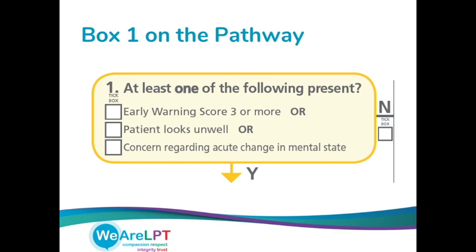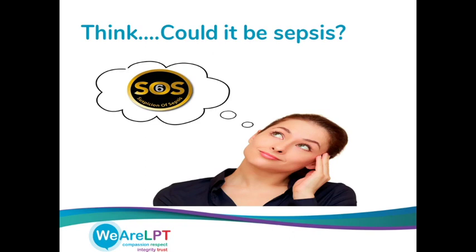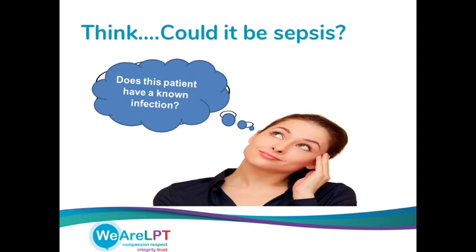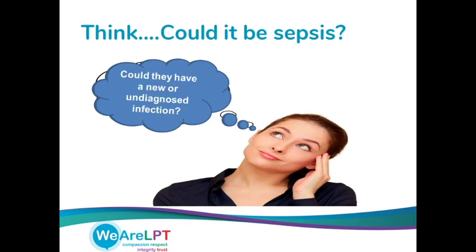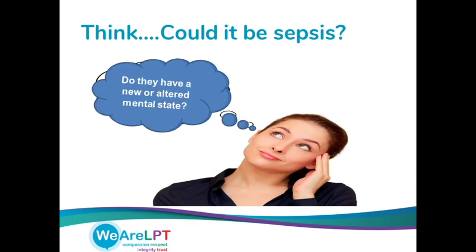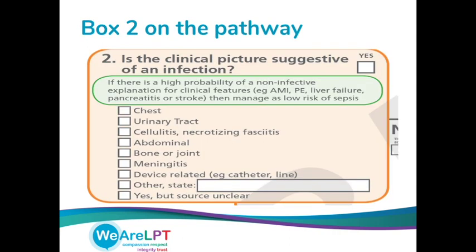It is at this point we are asking you, could this be sepsis? Think. If your patient has a NEWS score of 3 or more at this point, think. Are they already on treatment for an infection, so they already have a known infection? Is that patient responding to the antibiotics? Think. Could you have a new or undiagnosed infection? Think. Do they have a new or altered mental state? If you're answering yes to any of these questions, you need to move down onto box 2 on the sepsis pathway.